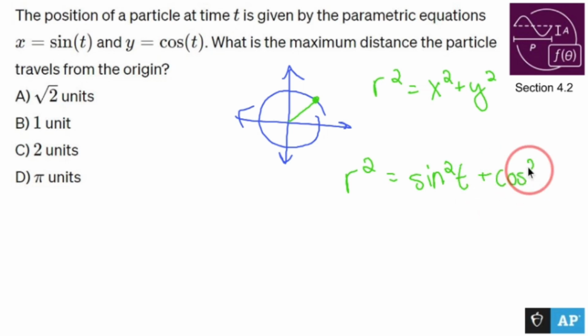Now, wouldn't you know it? I'm pretty sure I know exactly what that is. That is a Pythagorean theorem identity. So sine squared plus cos squared is 1. Square root of 1, don't worry about the plus or minus because we're in real world terms. r is 1. So the answer is 1.